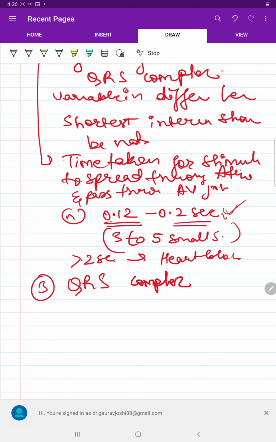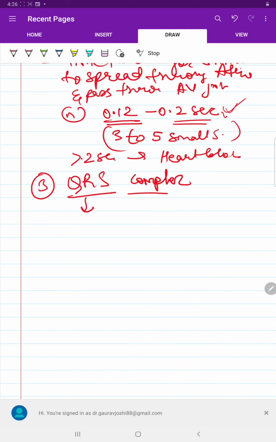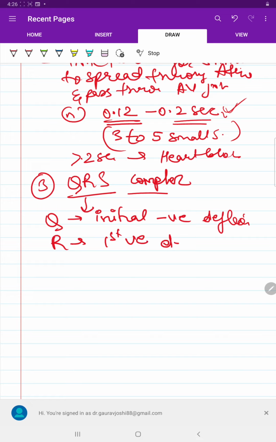After the PR interval, we will go towards the third, the QRS complex. The QRS complex is most confusing because there are many values and many forms. Sometimes Q waves are present, sometimes R wave present or R wave absent. What is a Q wave? Q wave is the initial negative deflection. R wave is the first positive deflection. S wave is a negative deflection following the R wave.